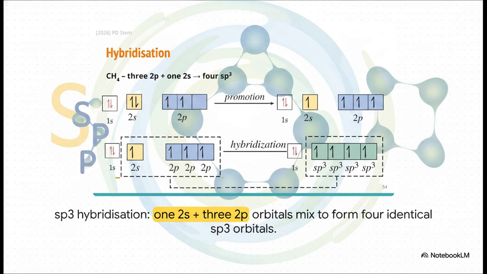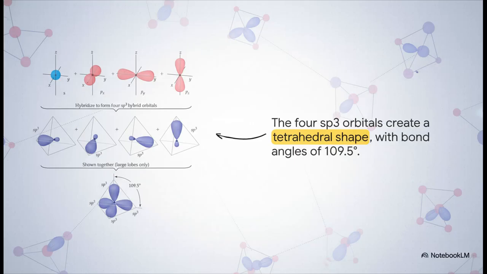In this case, the carbon atom mixes its one s orbital with all 3 of its p orbitals, so 1 + 3 = 4, and it creates 4 new, perfectly identical sp3 hybrid orbitals, all ready to form some bonds. And what shape do those 4 sp3 orbitals make? They arrange themselves in that classic 3D shape called a tetrahedron, with that famous bond angle of 109.5 degrees.